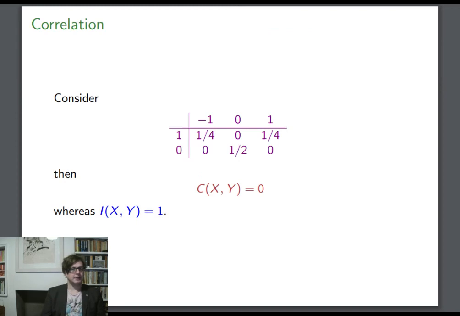So here's an extreme example. If we look at this probability table, x here can take the values -1, 0, or 1, and the value of y will always be the square of the value of x. So if x is -1, y will be 1. If x is 0, y will be 0. If x is 1, y will be 1 as well. So this table is a table for two random variables, x and y, that are completely dependent. If you know x, you know y. If you know where you are horizontally, you know where you are vertically.